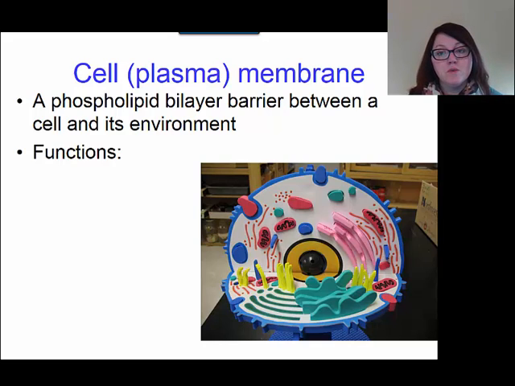The cell membrane is also important for communication, because sometimes we're going to use receptors in the cell membrane to receive messages and communicate with the cell. And there are many other functions of a cell membrane. What we're going to do right now is take a look at the structure of the cell membrane.